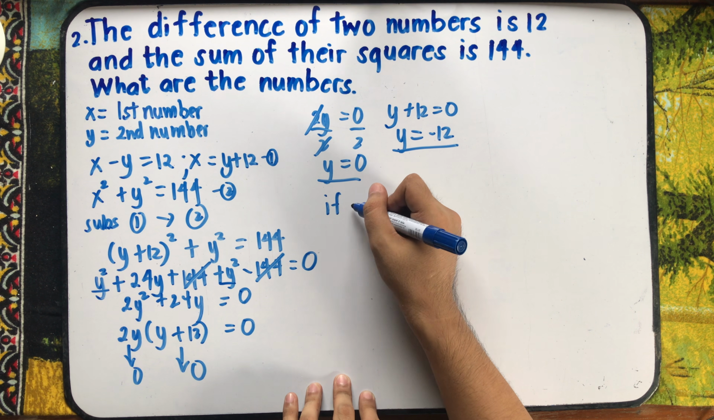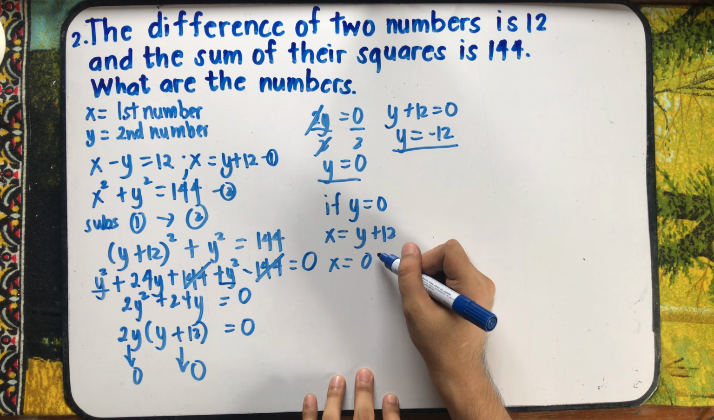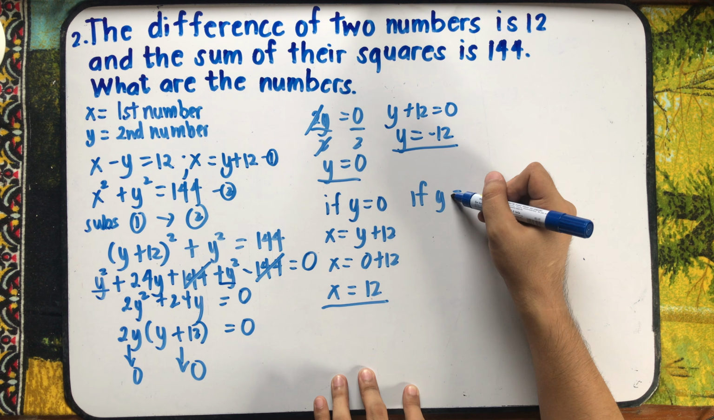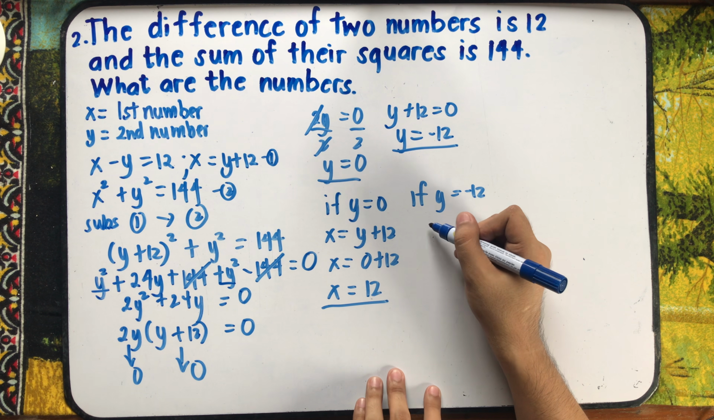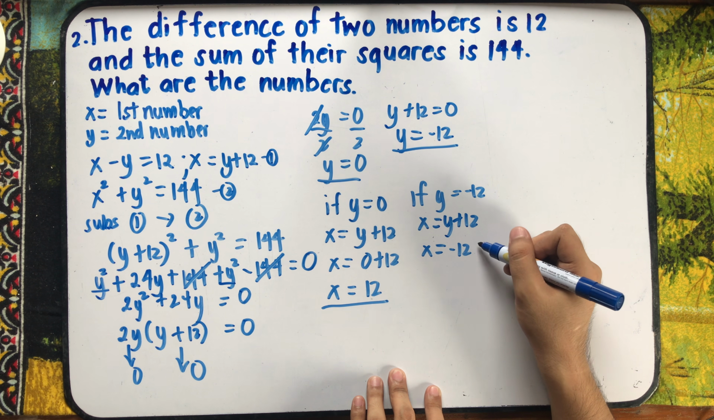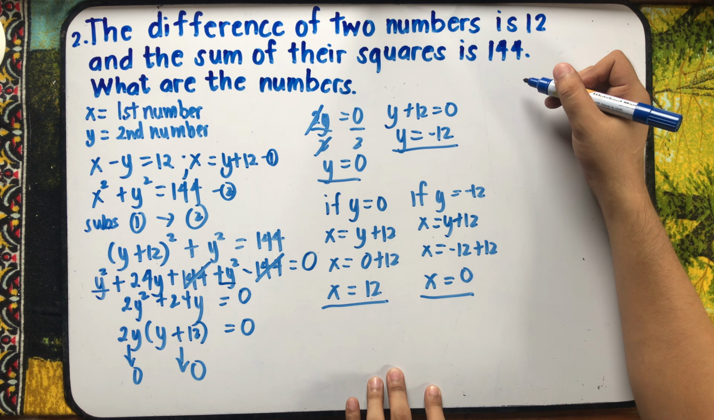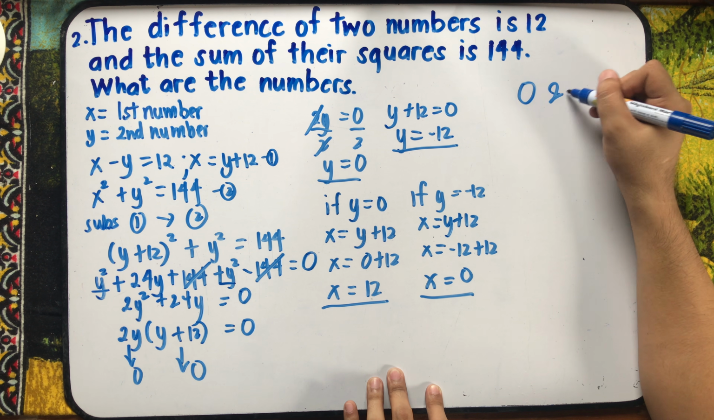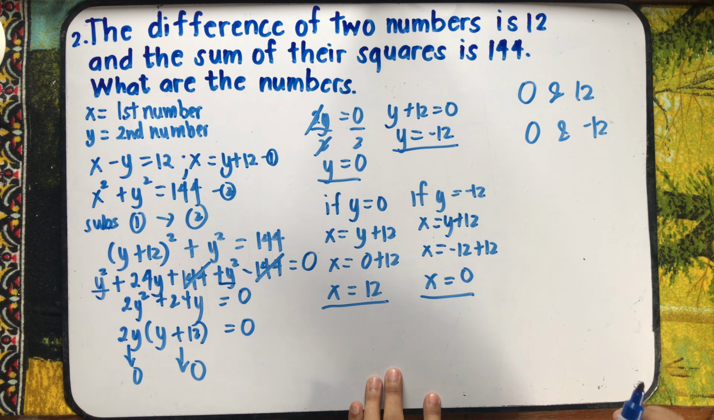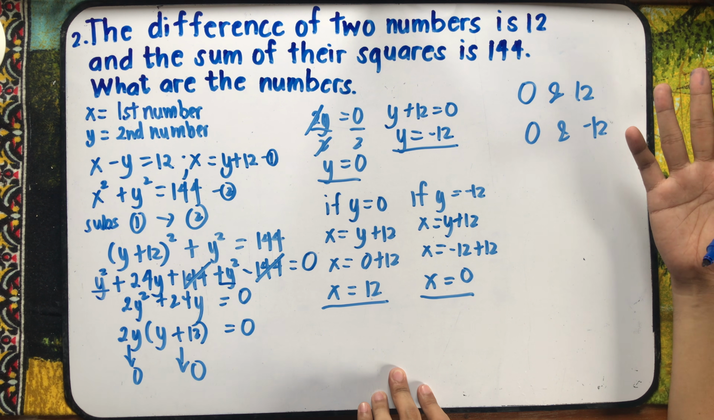Okay? If y is equal to 0, x is equal to y plus 12. Therefore, x is equal to 0 plus 12, and this becomes now 12. If y is equal to negative 12, therefore x is equal to y plus 12. Therefore, x is equal to negative 12 plus 12, and negative 12 plus 12 is 0. Therefore, the two numbers now would be 0 and 12, or 0 and negative 12, since it is not stated in the problem that we need to get an answer that is positive.